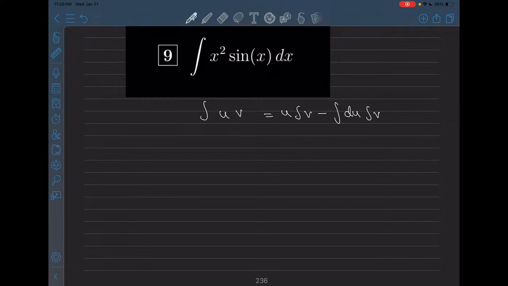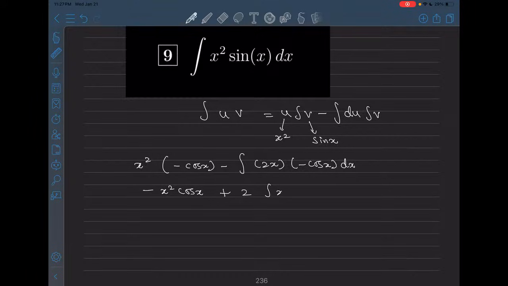So in this case, I'm going to select u as x square and v as sine x. So this becomes x square times the integral of sine x, which is minus cos x, minus the integral of the derivative of x square, which is 2x, times the integral of sine x, which is minus cos x, dx, right? So this is minus x square cos x plus 2 times the integral of x cos x dx.